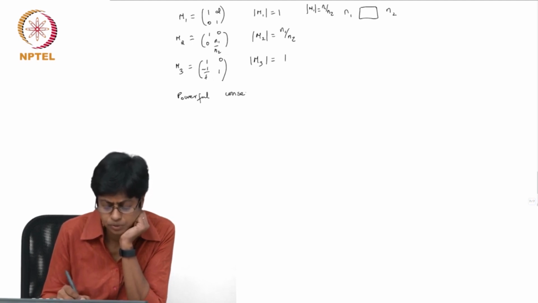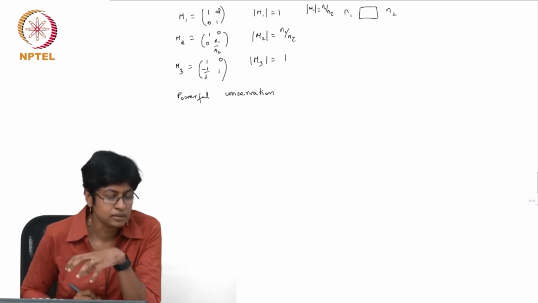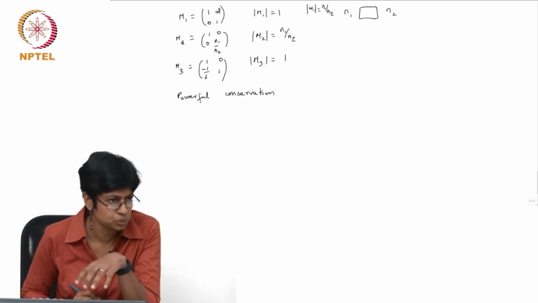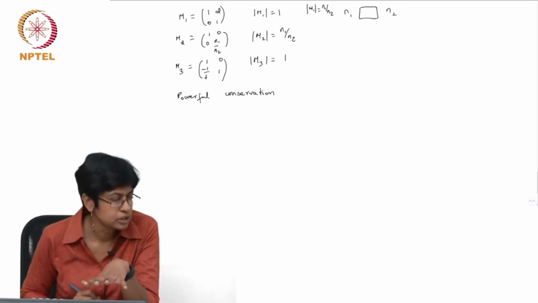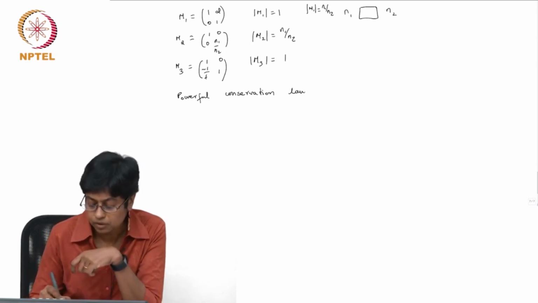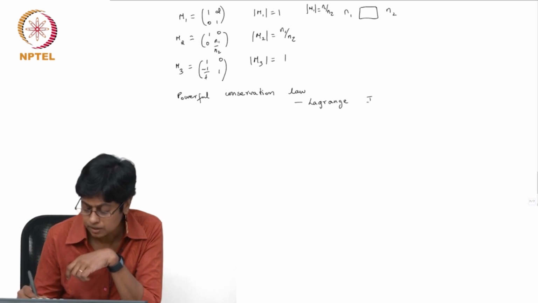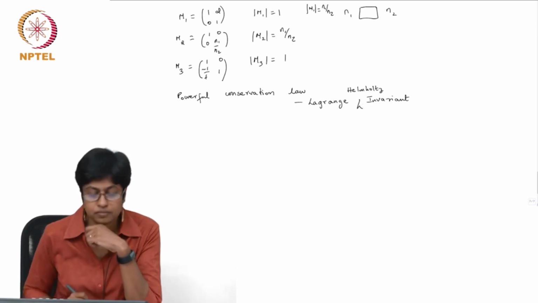We aren't going to go into the details of it. You can derive this law using matrix methods, and maybe I'll give you an exercise in which you do that. But I want to mention the law because I want you to be familiar with it. Okay? So it gives rise to a powerful conservation law. It has several names. It's very popularly known as the Lagrange invariant, or sometimes it's called the Lagrange-Helmholtz invariant.